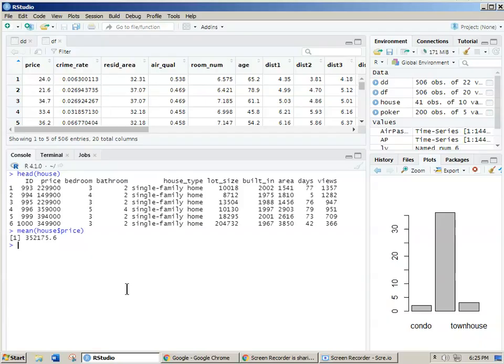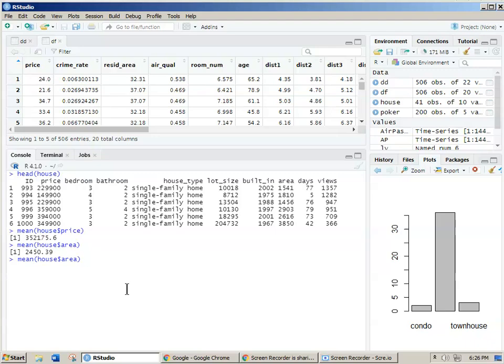Mean, of course, means the average. So the average price of the house is $352,175 or euros or pounds or shekels or what's that other one? Rubles, rupees, whatever. Okay, now let's do mean, and we can do another one. We can do is area. Area, the size, of the square area, and that's that. What else can we do?